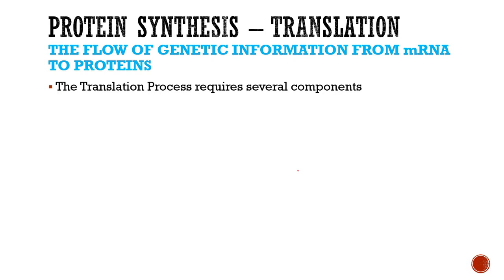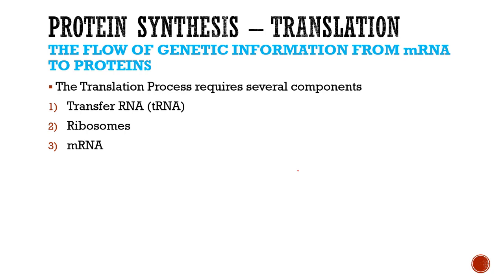Now the translation process requires components, and we are aware of most of those components: transfer RNA, the ribosomes and the messenger RNA. Our discussion of the translation process, or protein synthesis, will be quite simple and mostly restricted to prokaryotes, and you shall study it in detail inshallah in the coming semesters. So these are the three major components: transfer RNA, ribosomes and messenger RNA.